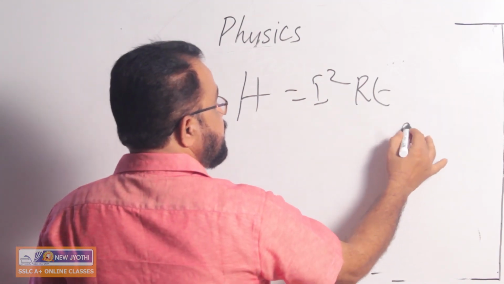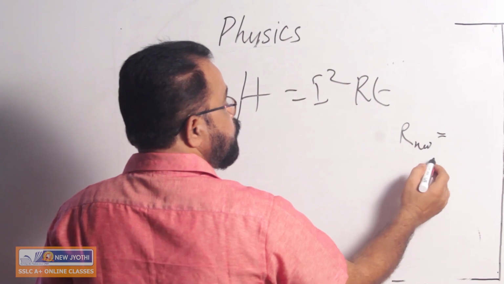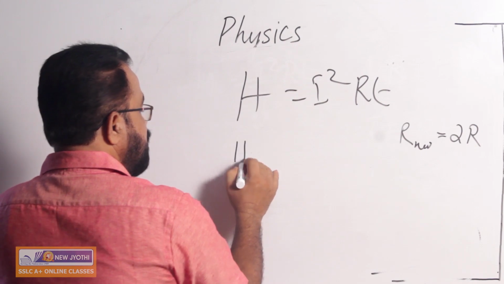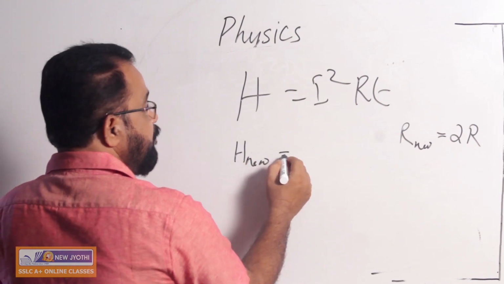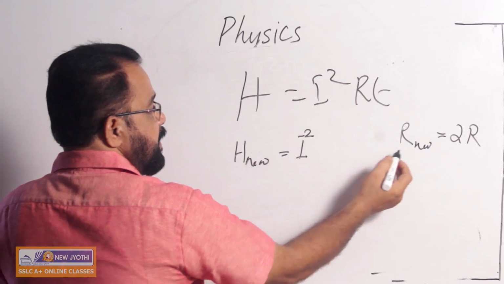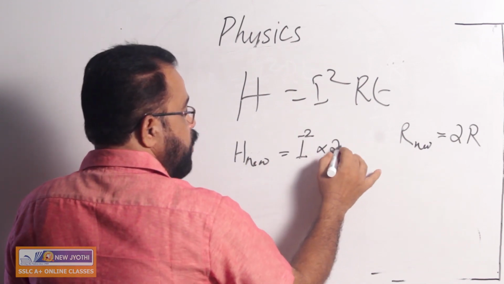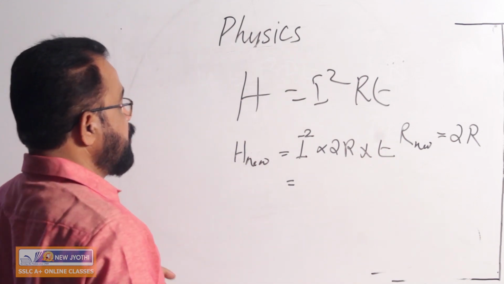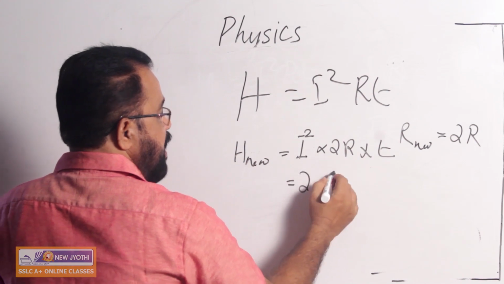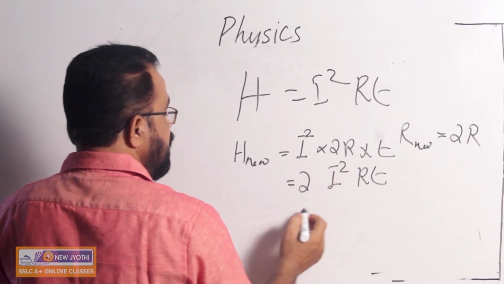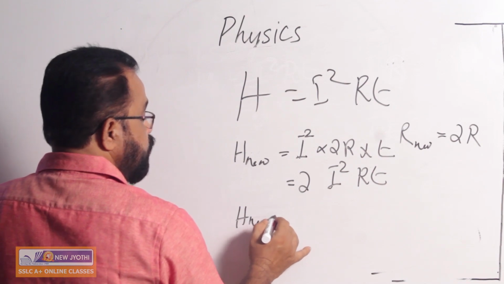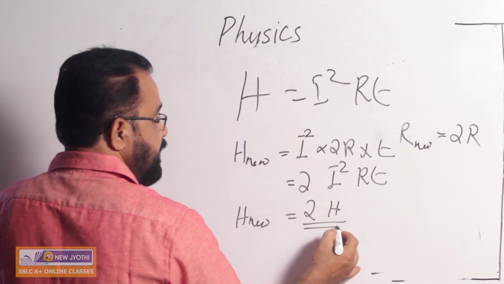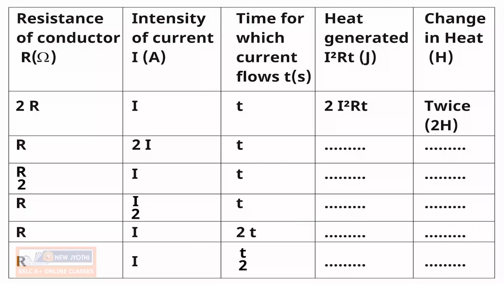What happens if the resistance is doubled? Again, the new resistance R new is equal to 2R, it is doubled. So H new heat will be I square, this R, it is equal to 2R into T. So it is equal to 2 I square RT. So H new is equal to 2 into I square RT, which is again H. So we can say it is increased by 2 times.